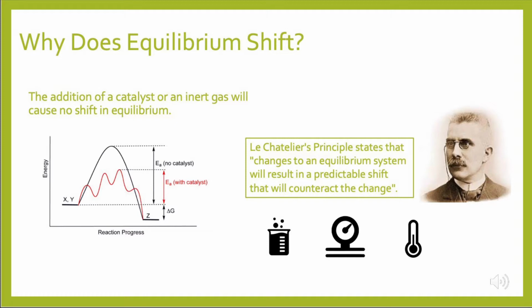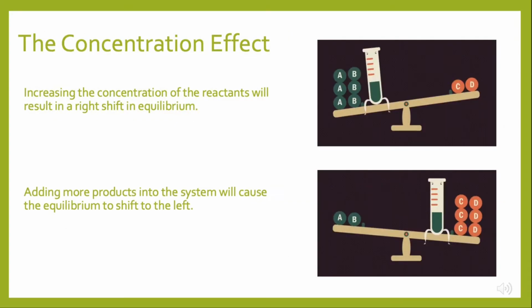However, this is where we can start to talk about Le Chatelier's principle. It states as follows: changes to an equilibrium system will result in a predictable shift that will counteract that change. He covers the concentration, pressure, and temperature effects. Le Chatelier deemed reversible reactions to be quote-unquote self-correcting. So when the reaction is thrown out of balance by one of these three factors, a natural shift will occur to compensate for it. Let's talk about concentration first.